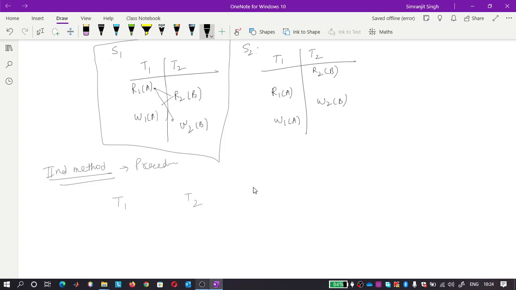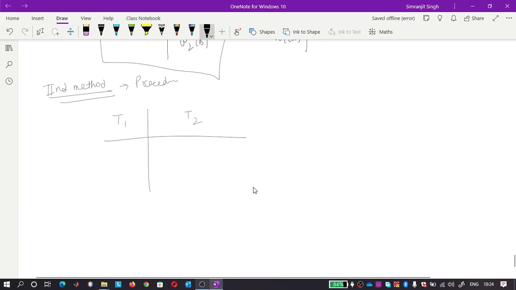Okay, so I'm changing the question here, T1 and T2 again, such that there will be a conflict that I can write. Write one, write A. Same question I think we have done earlier, but now you are not given a serial schedule with this.